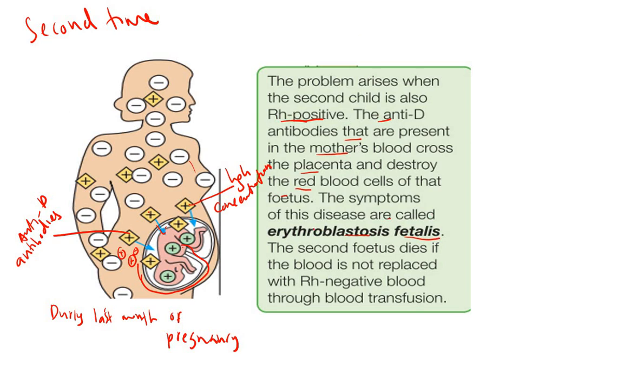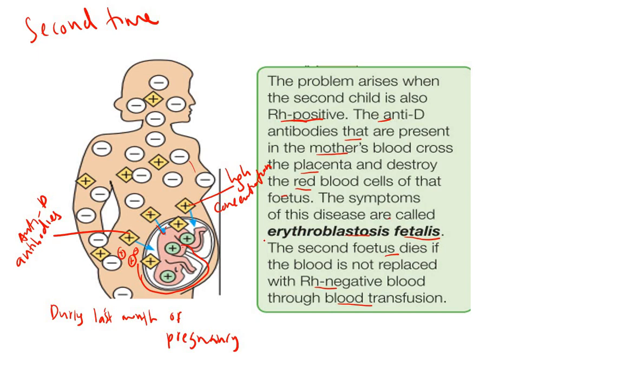The second fetus dies if the blood is not replaced with Rh negative blood through blood transfusion. So this second fetus usually will not survive. Maybe he or she will die after birth, or maybe still inside the womb of the mother. Because of this disease called erythroblastosis fetalis, most of the red blood cells of the fetus will be destroyed by the anti-D antibodies.